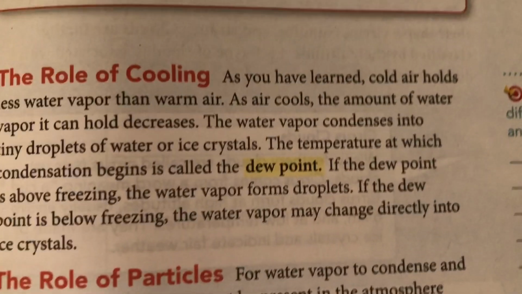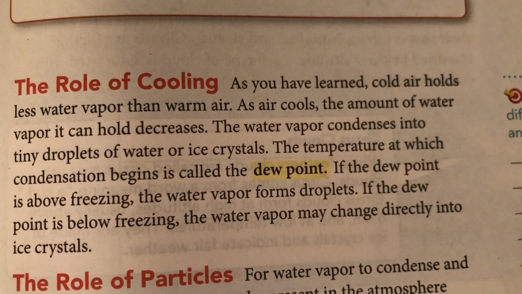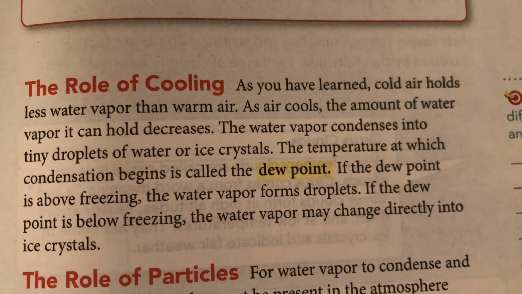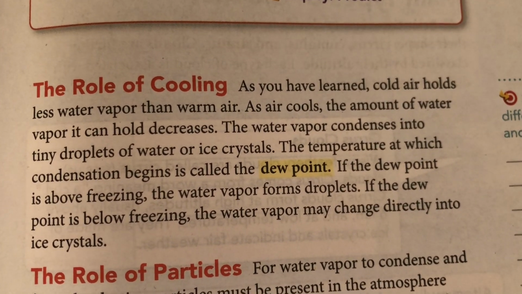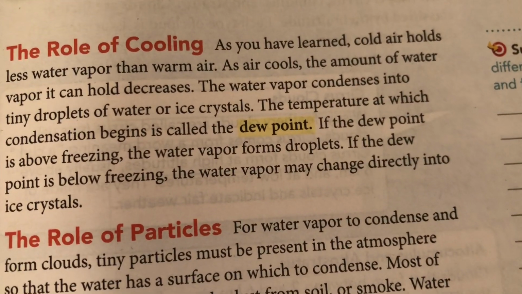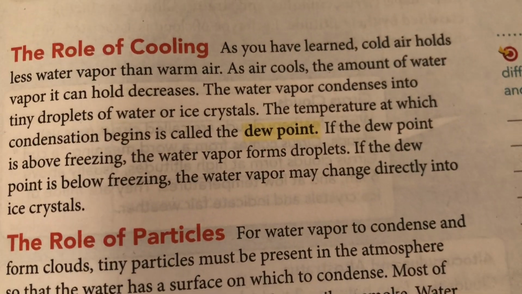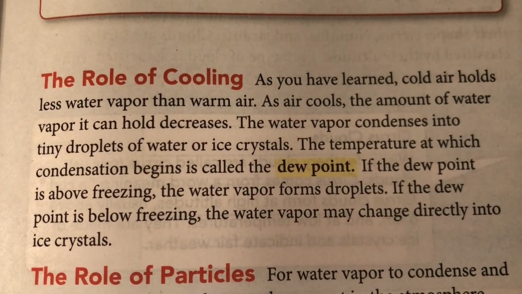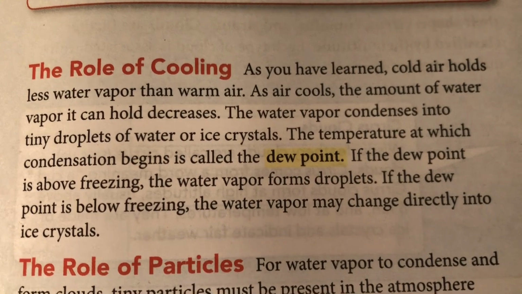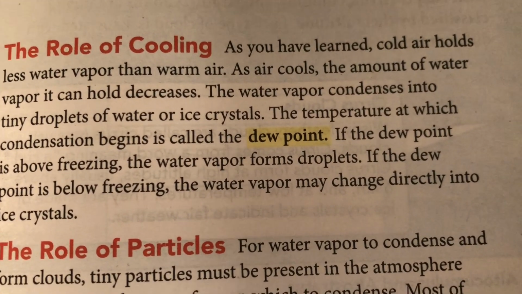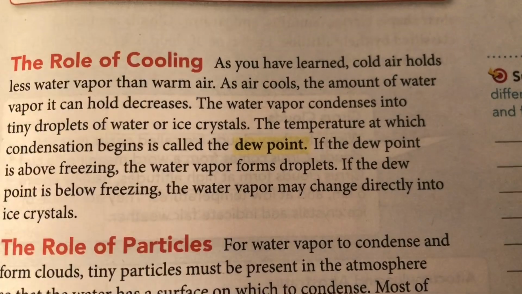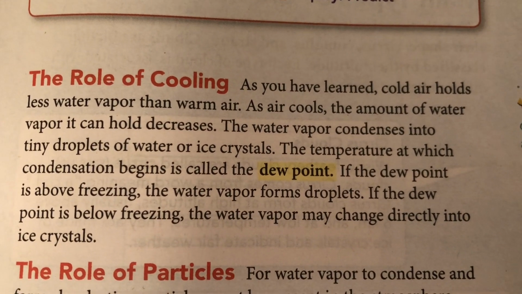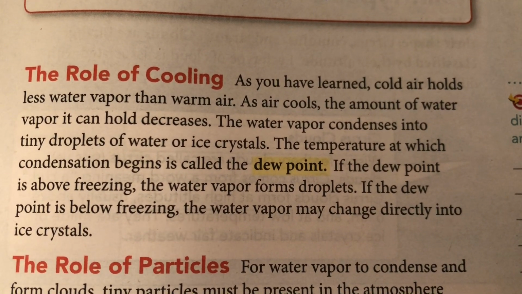The role of cooling. As you have learned, cold air holds less water than warm air. As air cools, the amount of water vapor it can hold decreases. Let me say again, as air cools, the amount of water vapor it can hold decreases. The water vapor condenses into tiny droplets of water or ice crystals. The temperature at which condensation begins is called the dew point. If the dew point is above freezing, the water vapor forms droplets. If the dew point is below freezing, the water vapor may change directly into ice crystals.